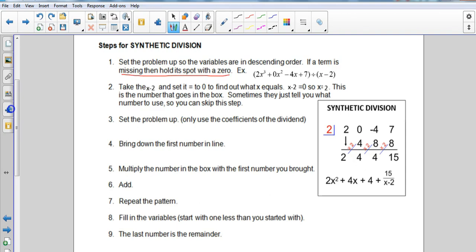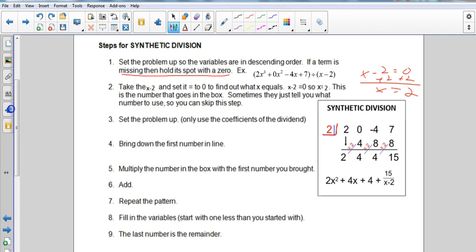Now, take the x minus 2 and set it equal to 0 to find out what x equals. So x minus 2 equals 0, so x equals 2. That's the number we're going to be dividing by. That's going to go in this little box right here. This is how we do it. We put our number in a box. And sometimes it'll just tell you what number. If you're given that number, go for it. So set up the problem.